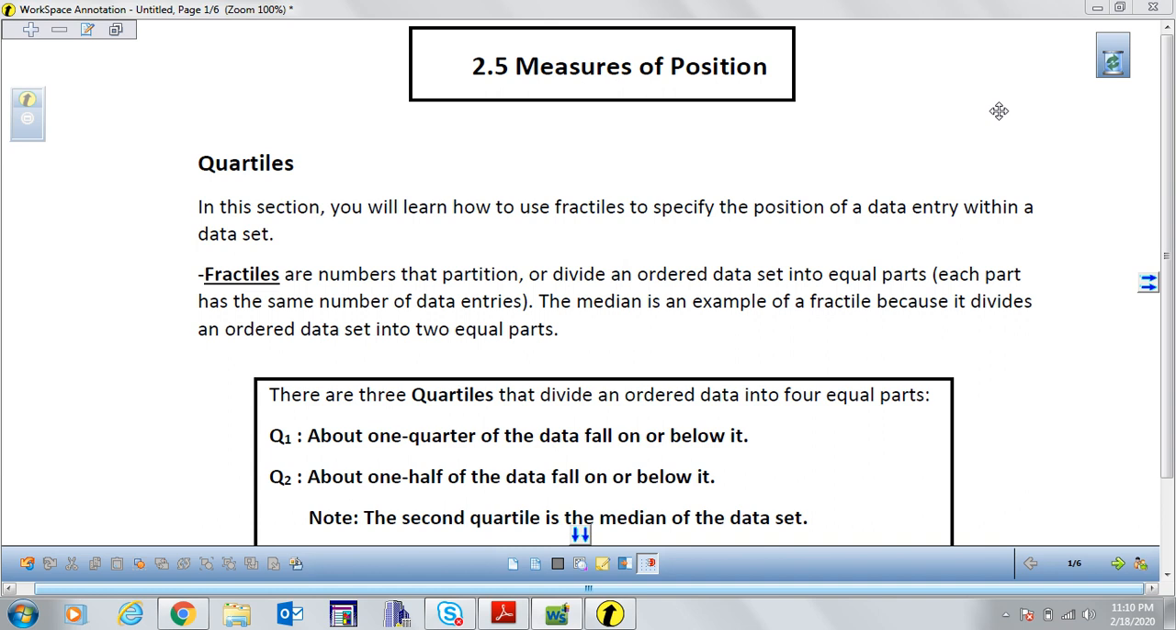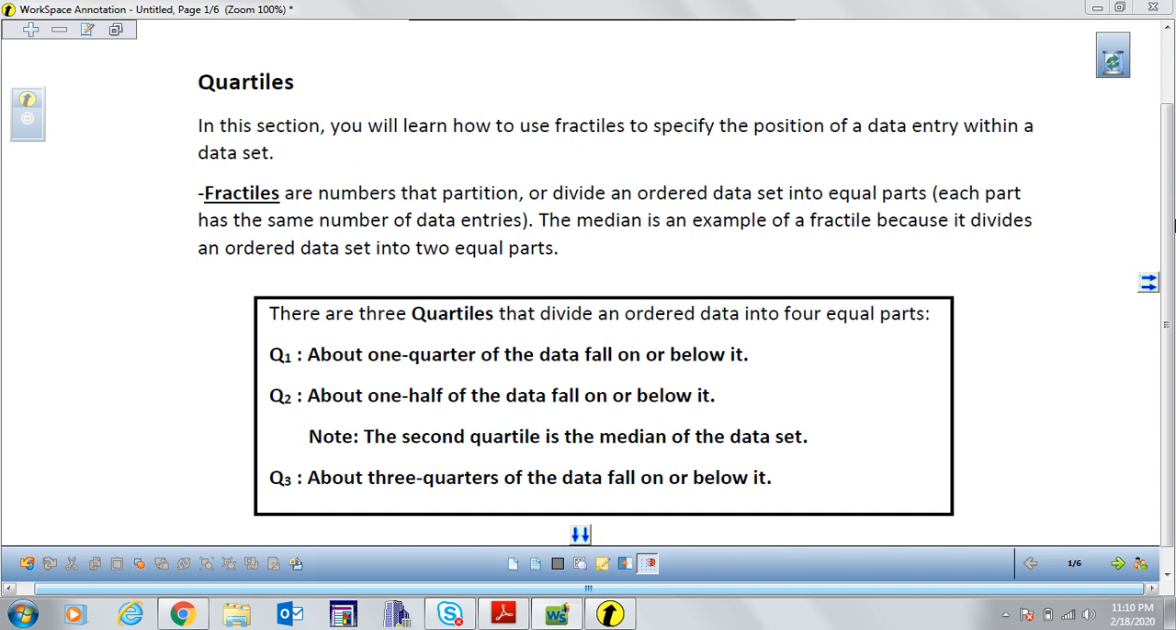The median is an example of a fractile. Remember that we had already gone over how to find the median of a set of values. So the median is an example of a fractile because it divides an ordered data set into two equal parts. There are three quartiles. Since quartiles are an example of fractiles, it's just a way of dividing a set of values. We're going to go deeper into how to divide a set of values into quartiles, into quarters basically. So there are three quartiles that divide an ordered data set into four equal parts.